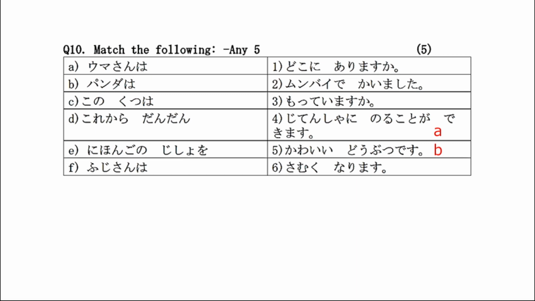Let us see the third sentence. C is Kono kutsu wa. The correct answer will be Mumbai de kaimashita, which is in the second line in the column on the right. So let us write C next to this sentence.